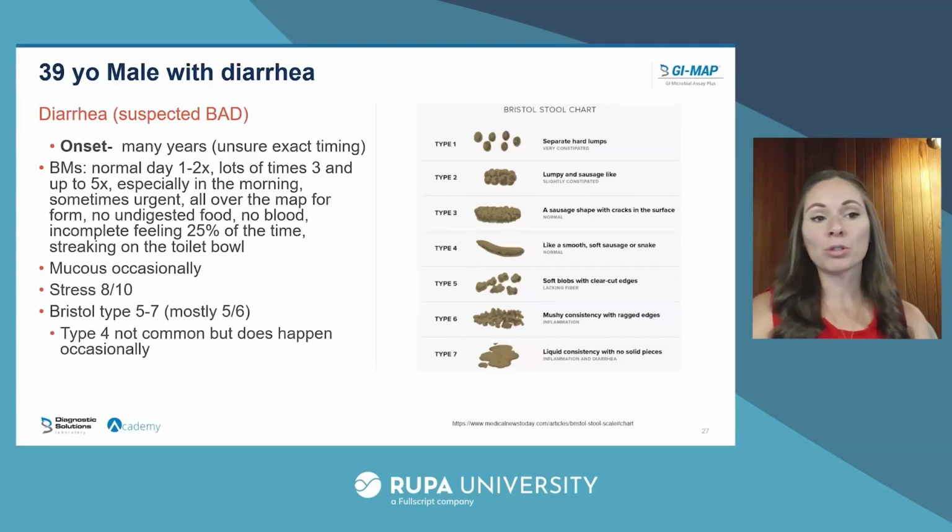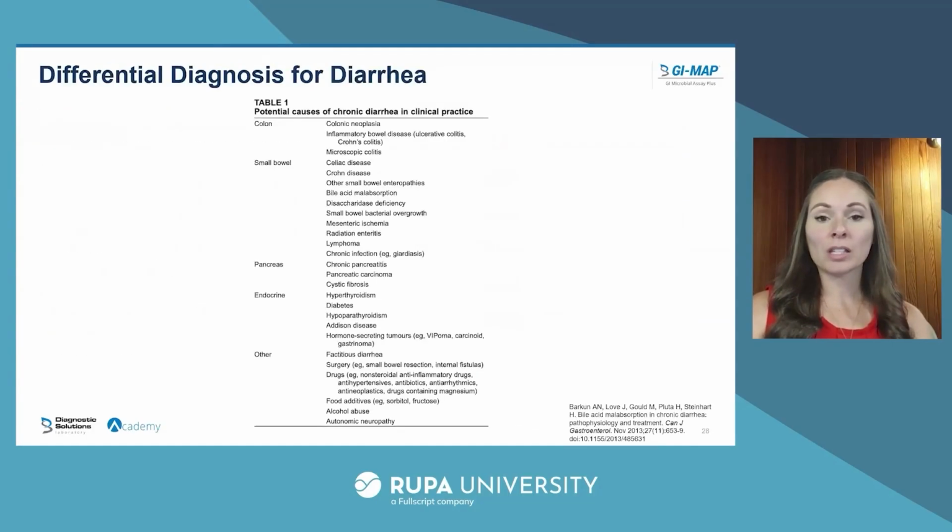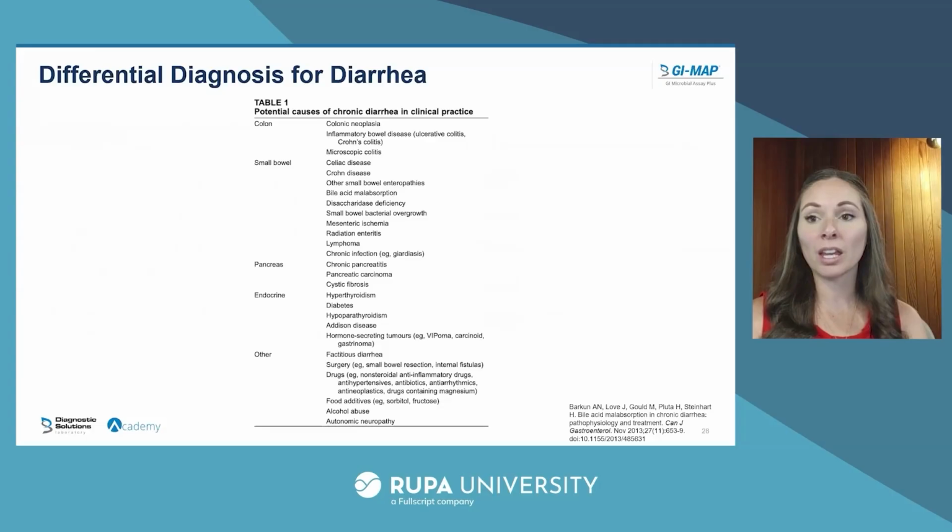And then on the Bristol stool chart there that you see on the right-hand side, he's 5 to 7, but mostly 5-6. So on the loose side, he has had type 4 bowel movements. And so he knows what a normal bowel movement is, but it only happens very occasionally. When we are thinking about diarrhea, I just put this in here again as a reminder that there's a big differential diagnosis list for diarrhea. So really making sure that we are thinking about and evaluating all of these pieces when somebody presents with diarrhea.